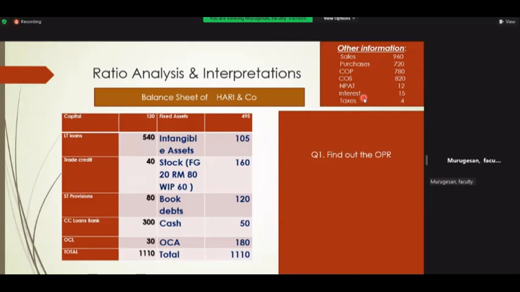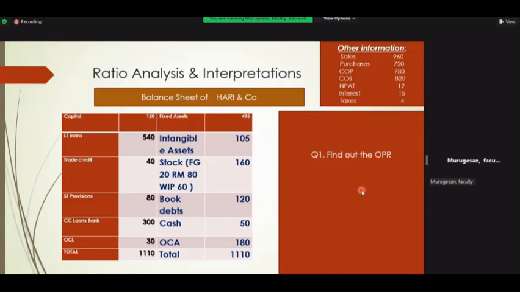This is a normal word they will use, and they will give the data like that also. NPAT is also given as EAT. Sometimes they will give NPAT; some books they will give NPAT, some books they will give EAT. What is EAT? Earning after tax. This is net profit after tax. All over. Tax is paid.